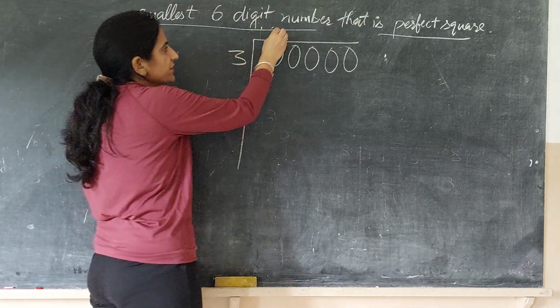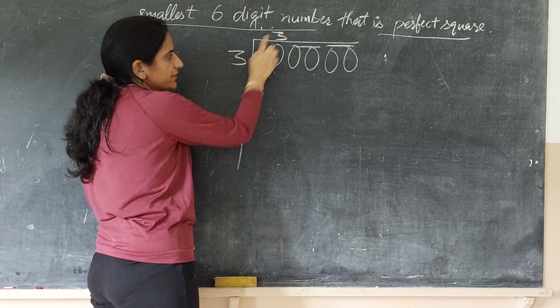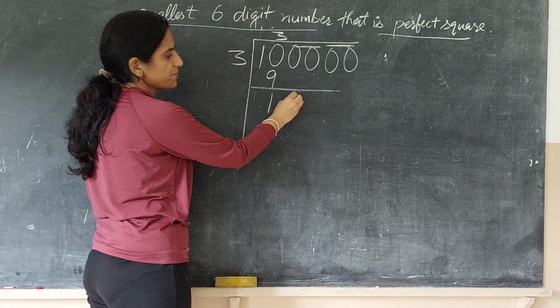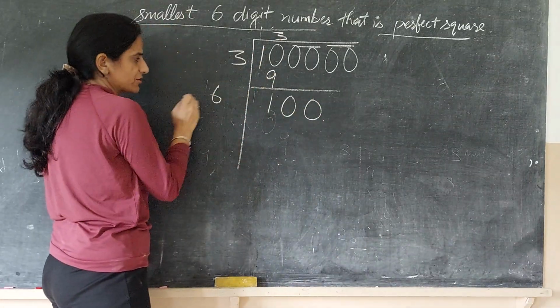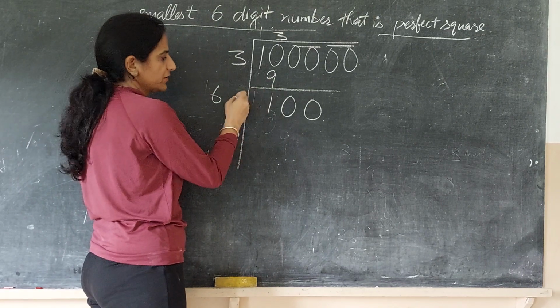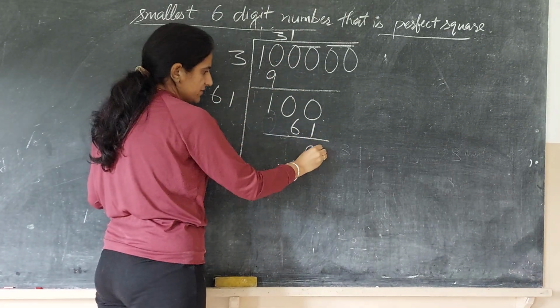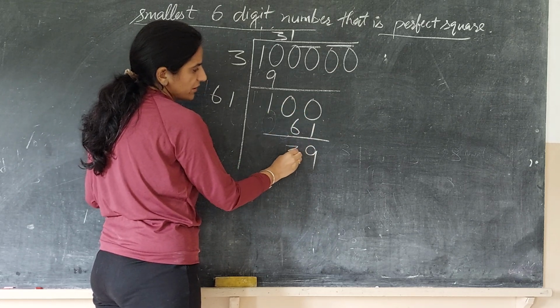Here, 3 3s are 9. So we have to find out the pairs, and 3 3s are 9. You are already familiar with this method; we have done lots of sums. So this is 100 here. Now we have to double 3, which equals 6, and then it will come like 61 into 61, and 100 minus 61. This is going to be 10 minus 1, 9, and 9 minus 6, which is 3.